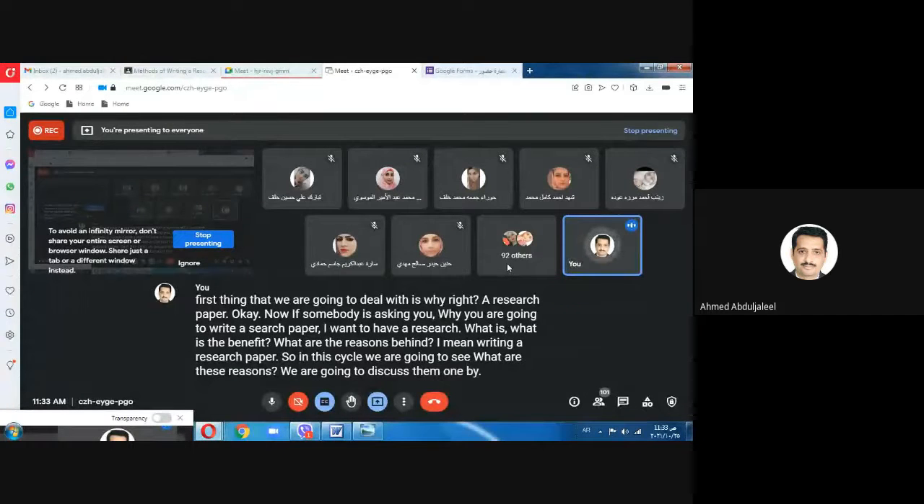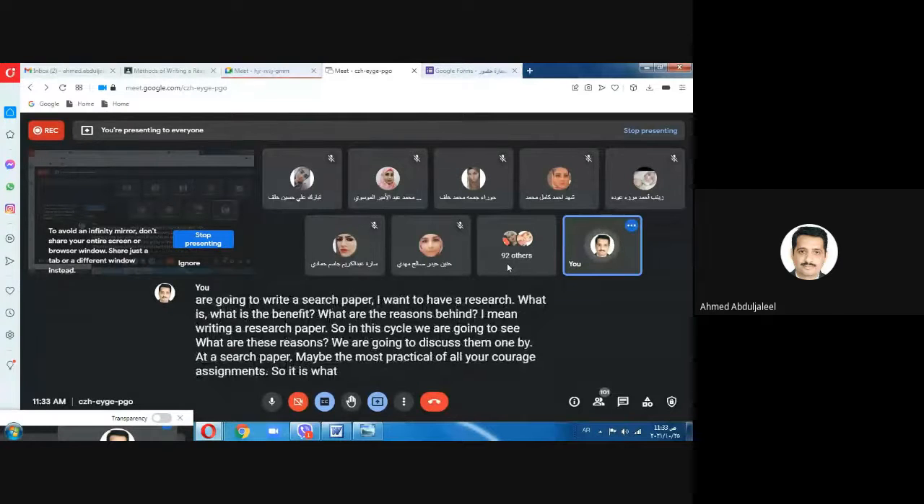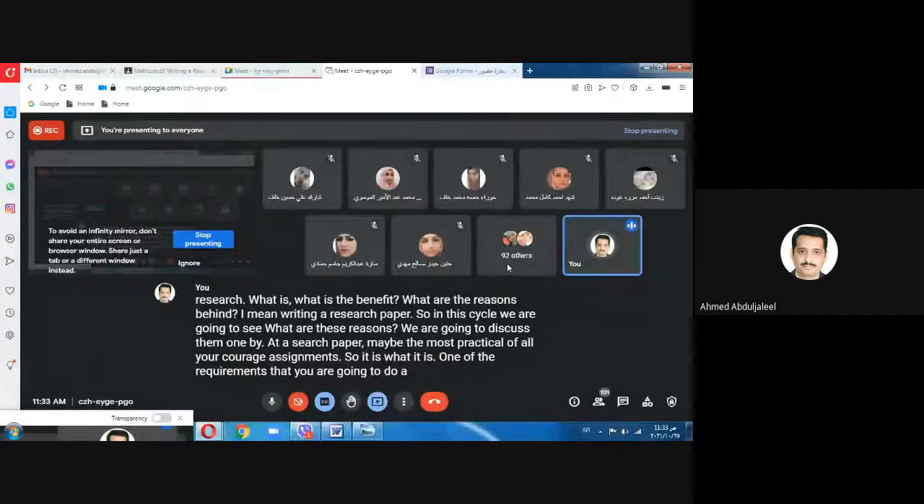A research paper may be the most practical of all your college assignments. So it is what? It is one of the requirements that you are going to do in the coming year. So it is something obligatory. You have to do it no way.